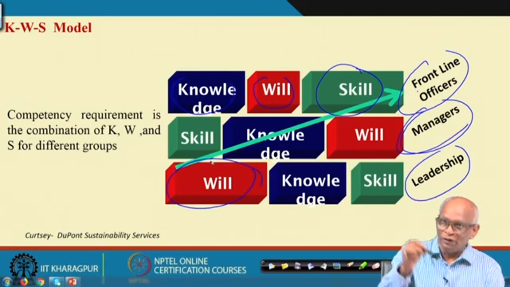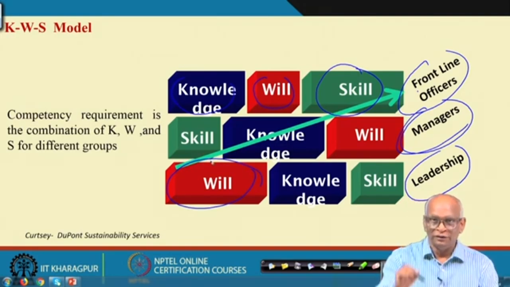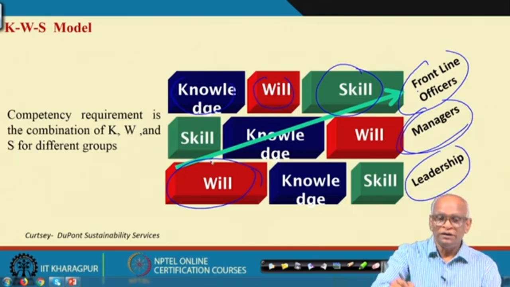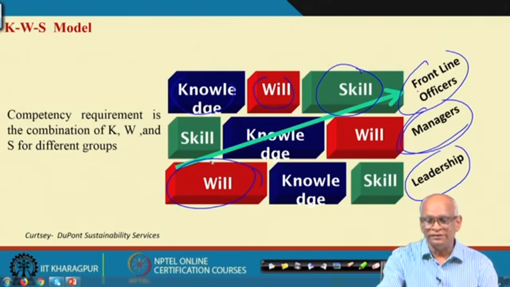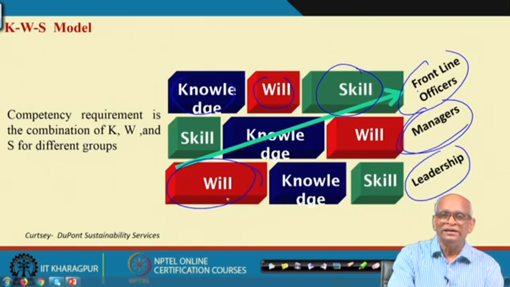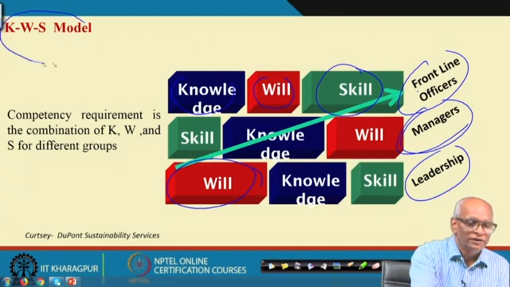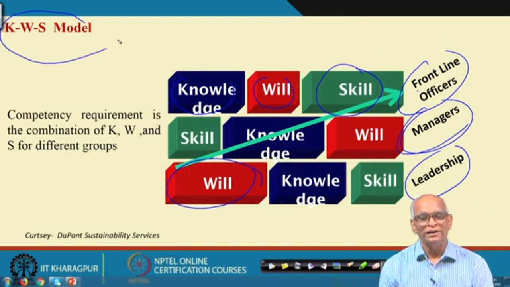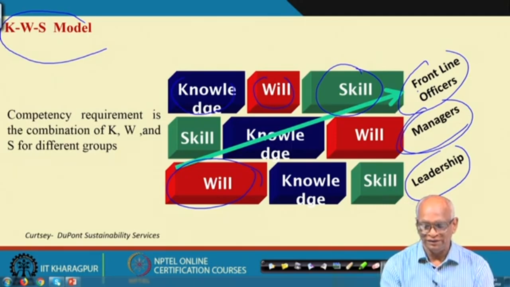So this model they have applied in the whole of the organization to develop the competencies. Frontline managers are given more training on the skills, where leadership is given more training in the will. Managers are on the knowledge. So this is called the KWS model of DuPont. This organization has implemented it.